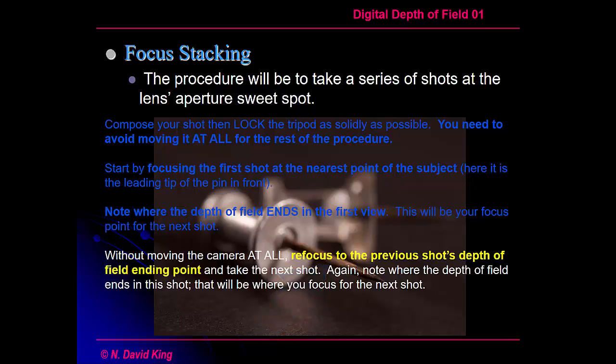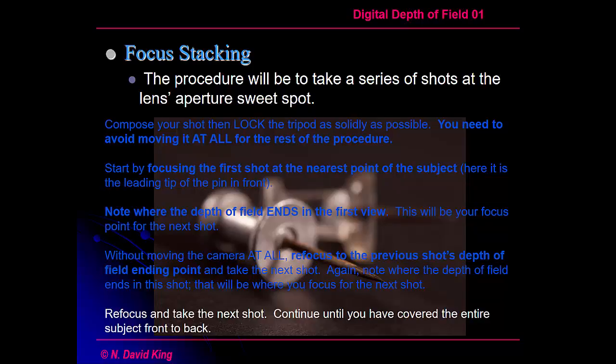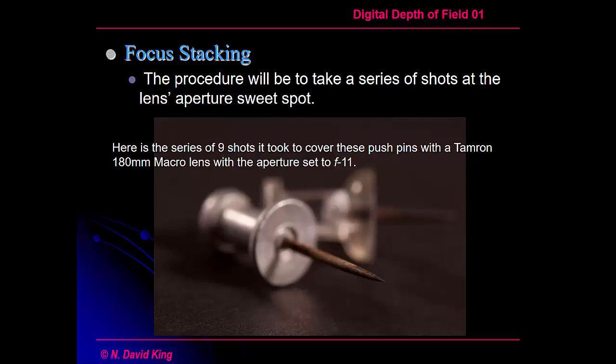So take the shot and then refocus to that point where you saw the depth of field fall off in that first shot. And take your next shot. Note where the depth of field in that shot ends. That's where you're going to focus for the next shot. And you proceed to refocus and take the next shot, refocus, take the next shot, until you've covered the entire subject from the front to the back. In this case, it took 9 shots to cover these push pins with this lens at f11.